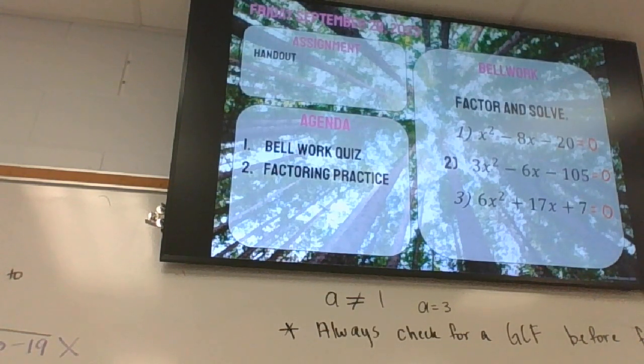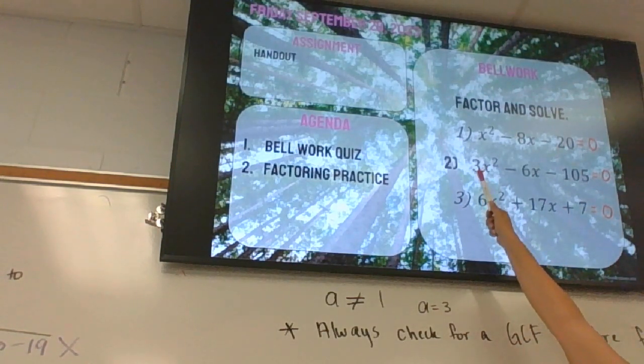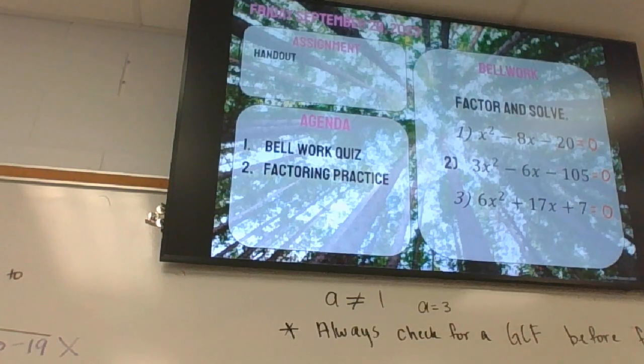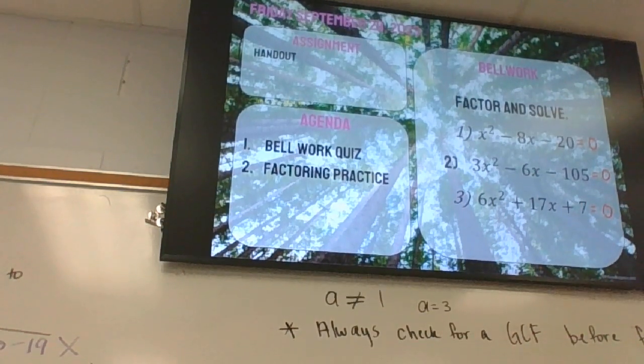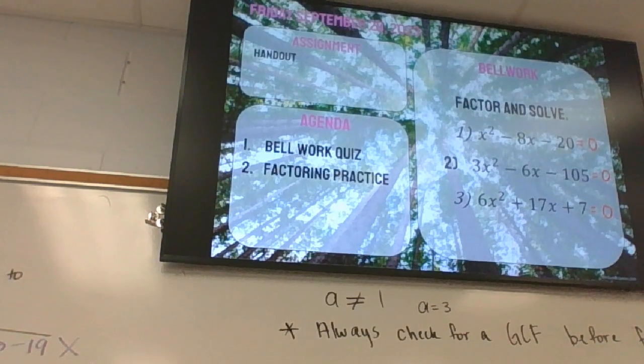Now, if the 3 is gone, the graphs won't match anymore. This graph has a stretch of 3. It's skinny. If you divide both sides by 3 in order to solve, this graph doesn't match anymore. But they do have the same x-intercept. Okay? So that's really good comprehension.